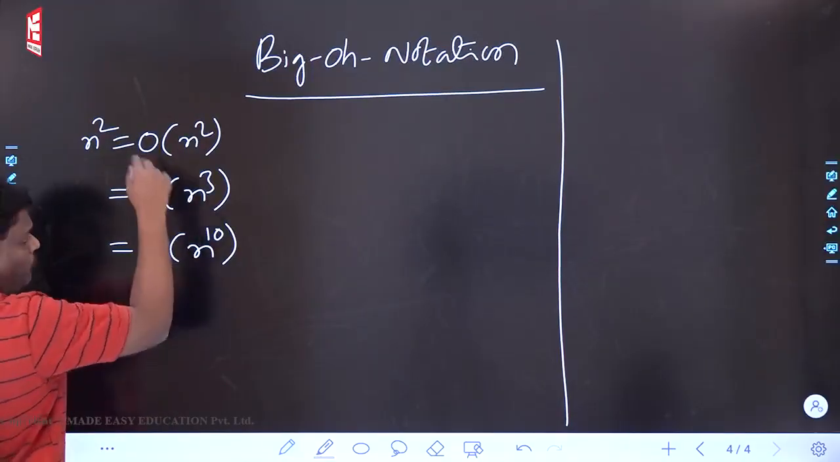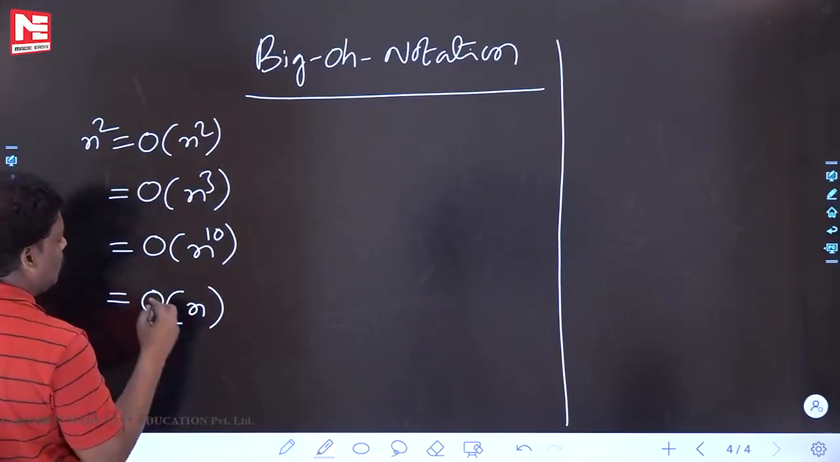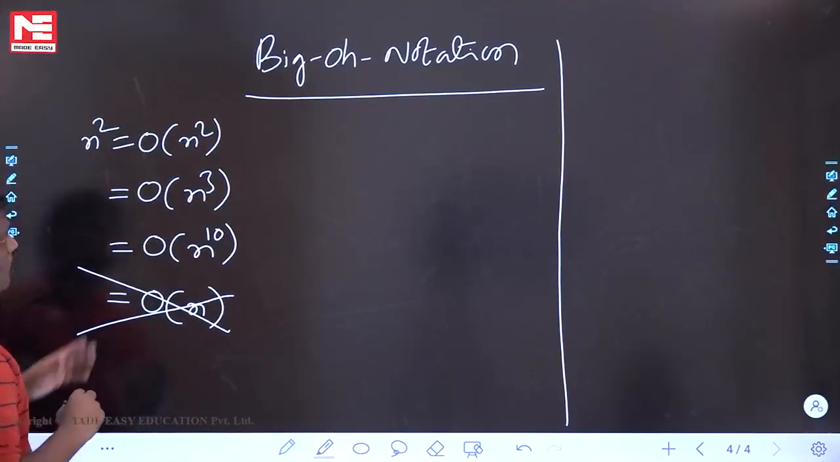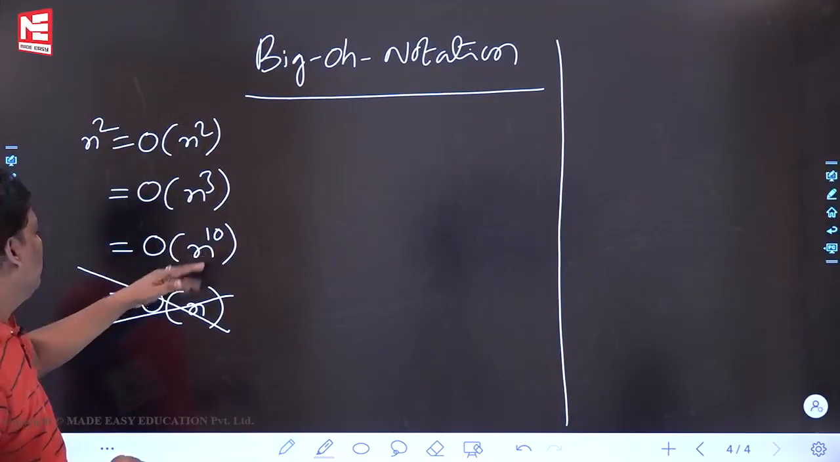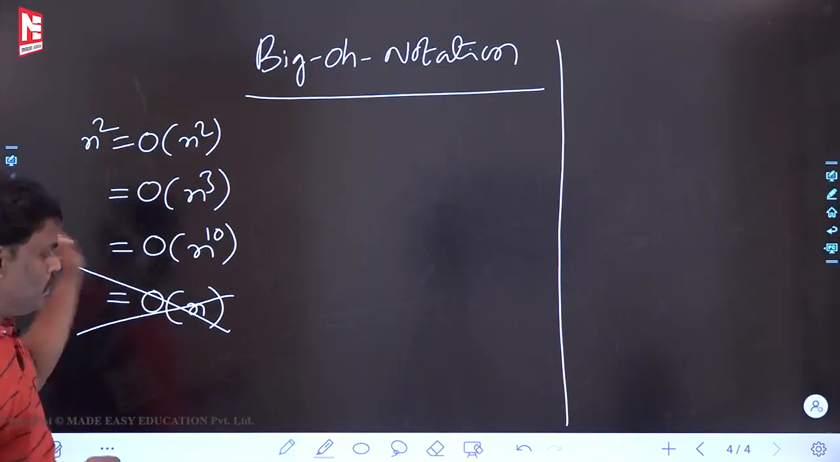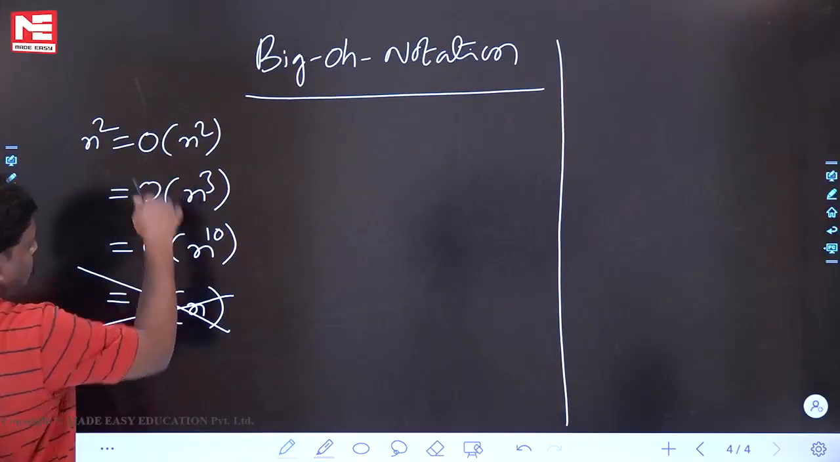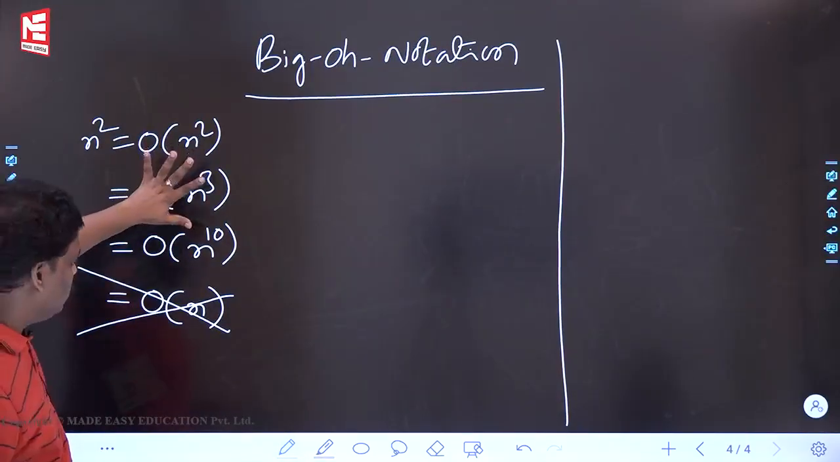If you are comfortable until now, what about this one? N square is big O of n. This is wrong. Big O means the right side will be greater or equal. So the right side is not greater or equal. That is the reason it failed. These all pass. Now can you help me? Big O notation for all these 4 people. First 3 passed, last one failed.